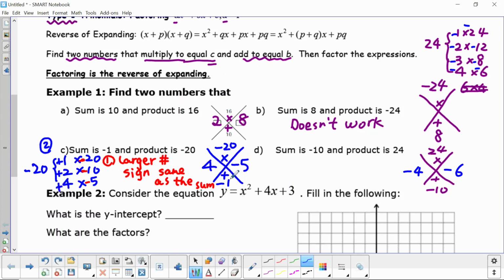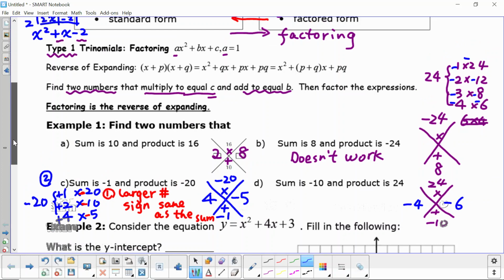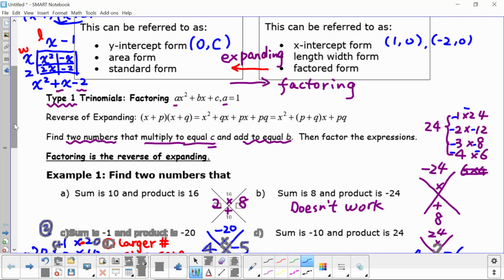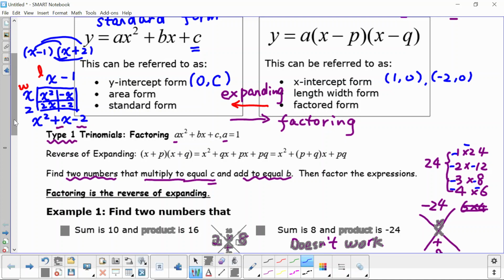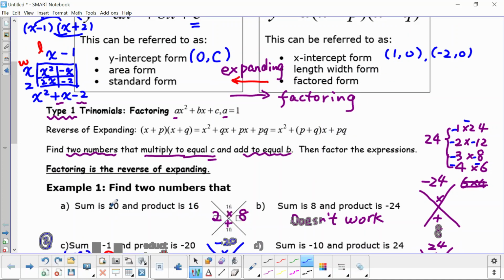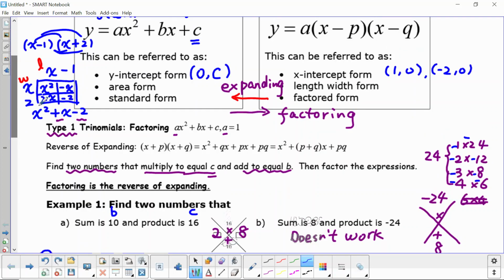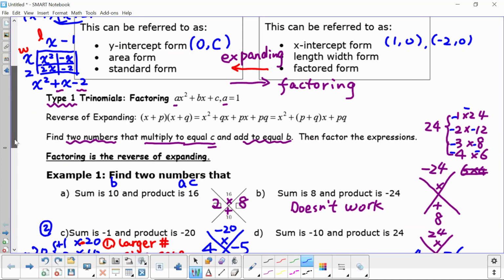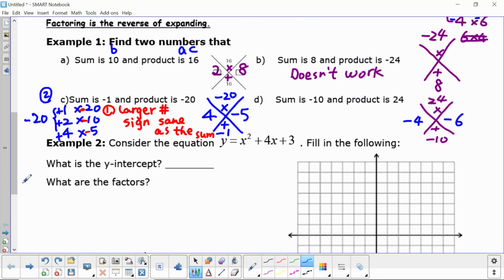The reason why we want to find these two numbers is because they are the numbers in the factored form, and their sum is your B and their product is your C. Product is A times C, okay? 1 times C gives you the C. So this is how you get these two numbers. You get them from the standard form. So we are going to see what it means.